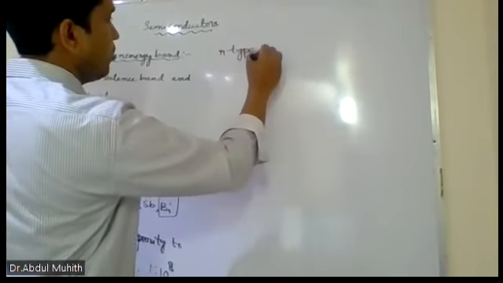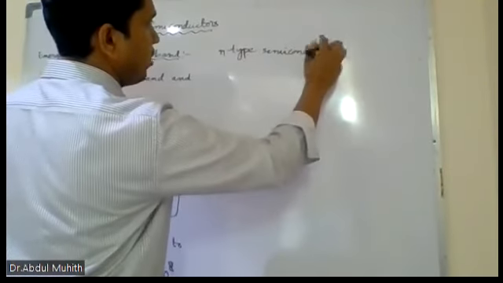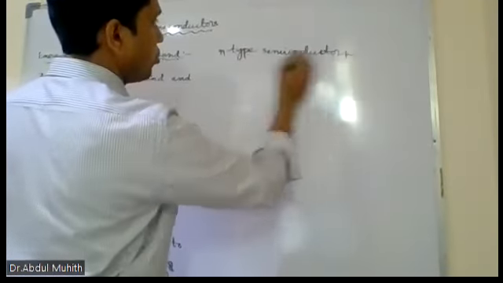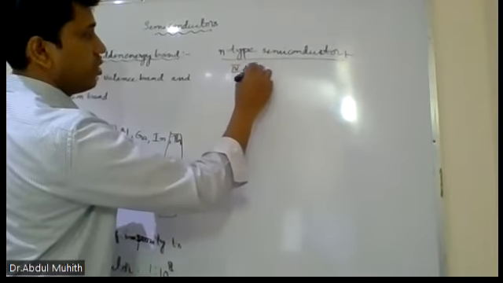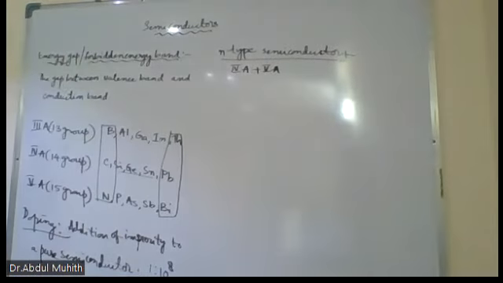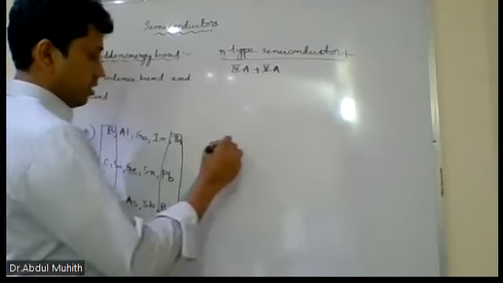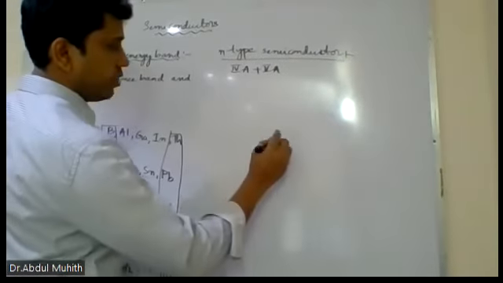And n-type semiconductor, what we are doing is we are adding a 5th group element to a 4th group element. We are taking a 4A group element, and the doping element is 5A. Here 4A is the pure one, 5A is the impure one. So suppose I take an example, the 5A element, let it be X.